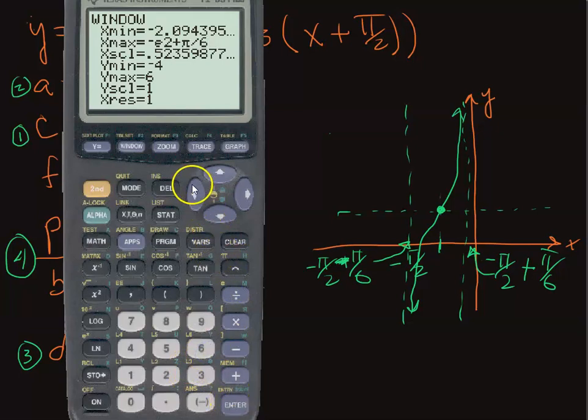Oh man. Let's try this again. I'm not looking at what I'm doing. A negative pi over 2 plus pi over 6.